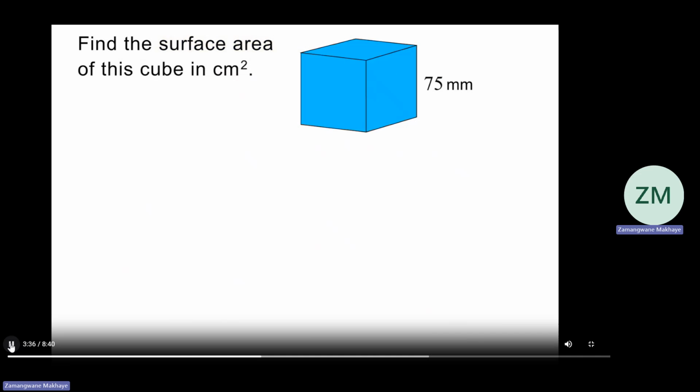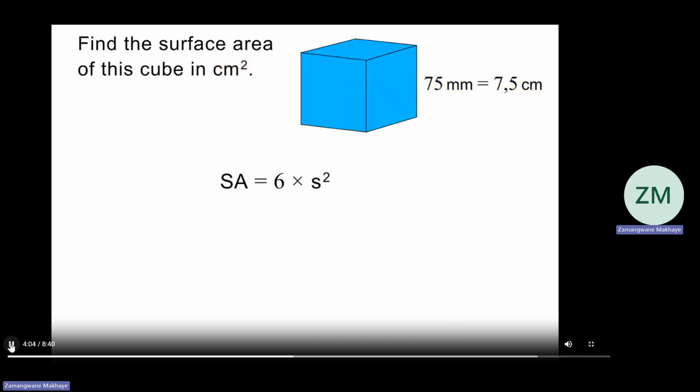Here is the next question. Find the surface area of this cube in square centimeters. We are asked to find the surface area in square centimeters, but the given length is in millimeters. So step 1 is to convert millimeters to centimeters, which we do by dividing by 10. So 75 millimeters is the same as 7,5 centimeters.